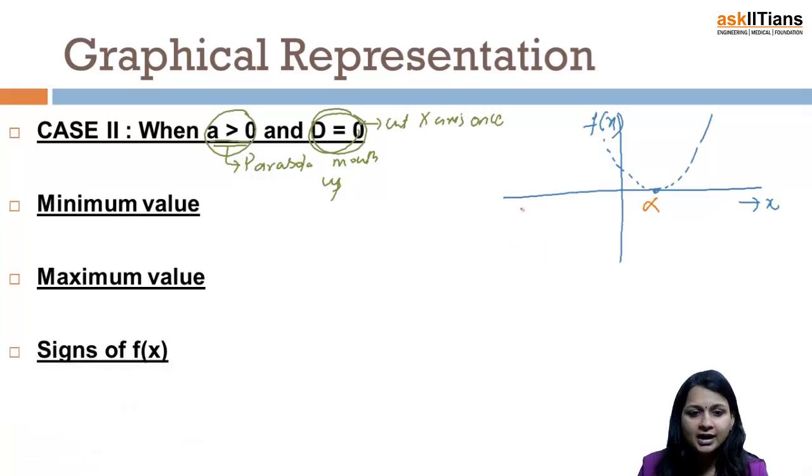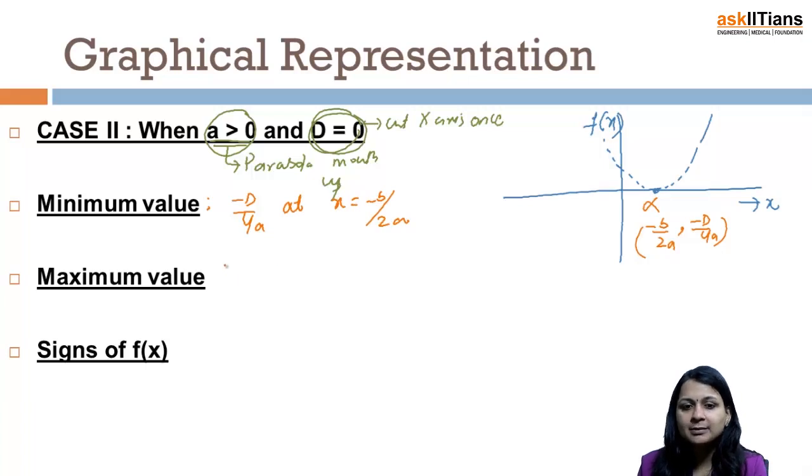Now again, if I'm talking about the minimum value, the minimum value will occur at x equal to minus b upon 2a, and the value would be minus D upon 4a, right? You will say, ma'am, here it is 0. Yeah, definitely, because discriminant D is 0, so the minimum value here would be equal to 0. Maximum value is infinity, which occurs when x is approaching infinity.